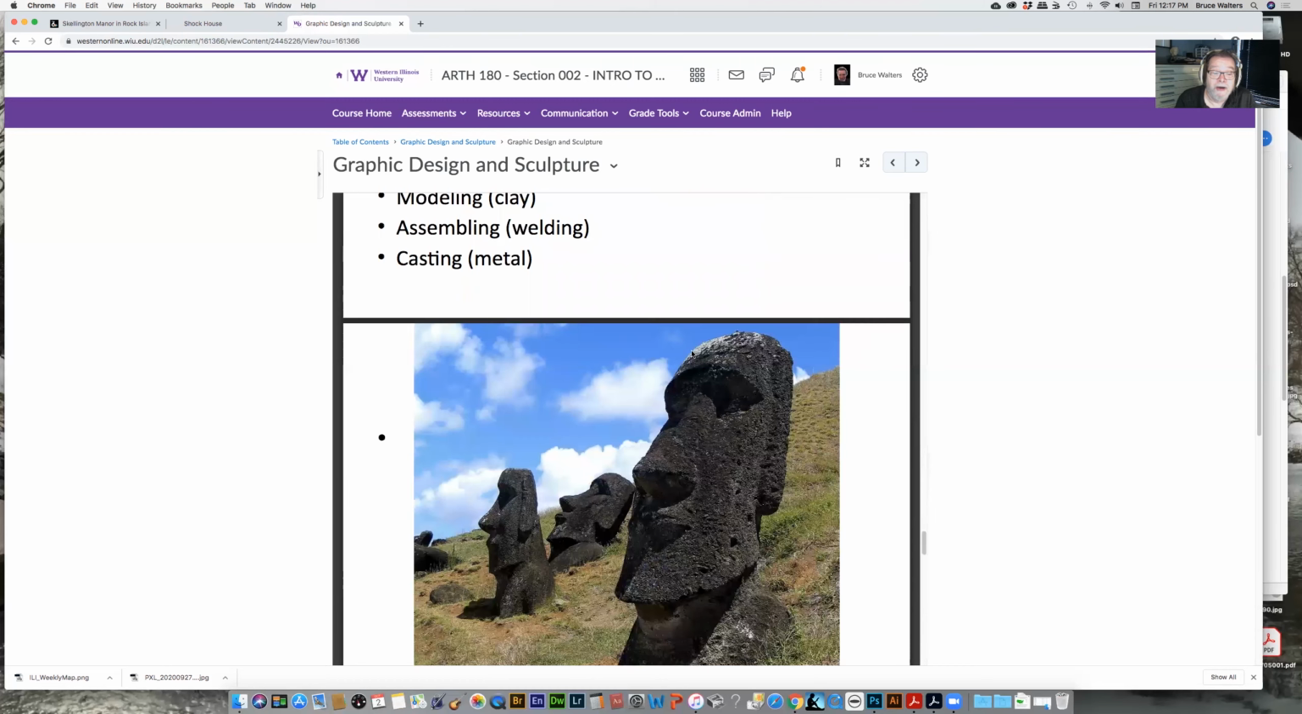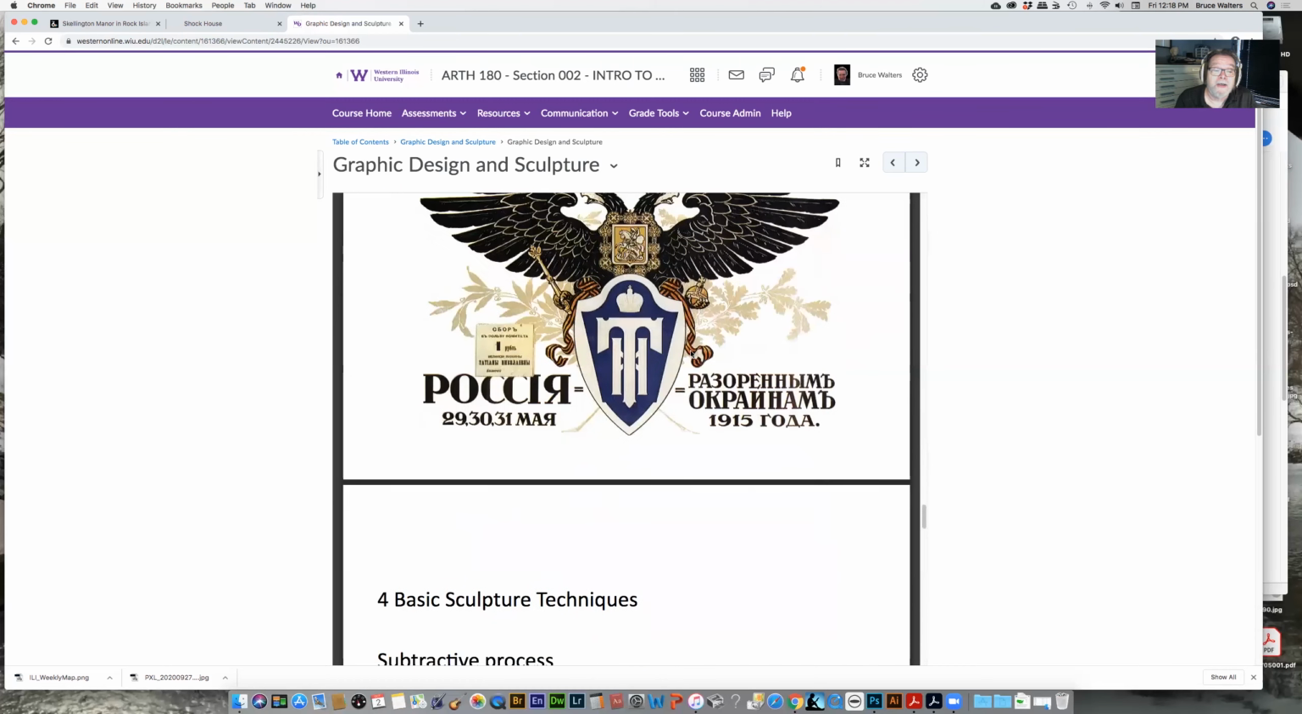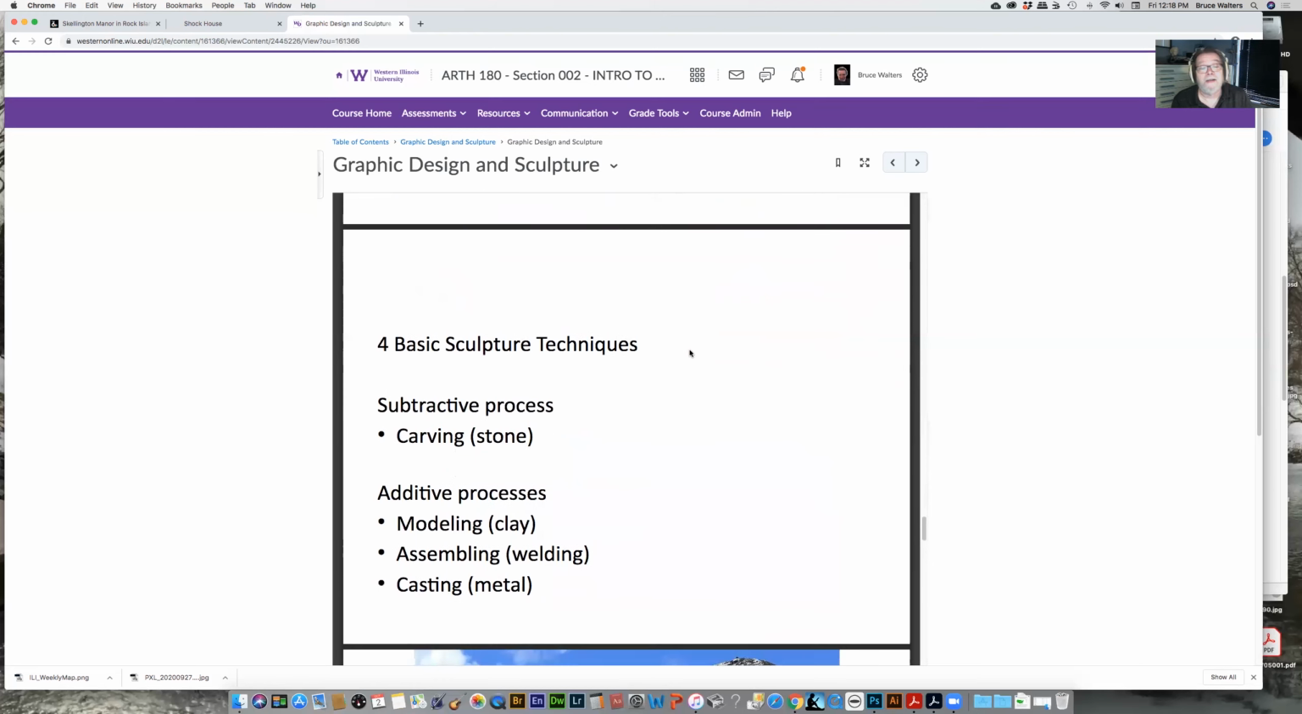I also want to cover sculptural techniques. There's 4 that we'll focus on. We have carving, which is a subtractive process. And then there are three additive processes: modeling, assembly, and casting. And I'll give examples of each.